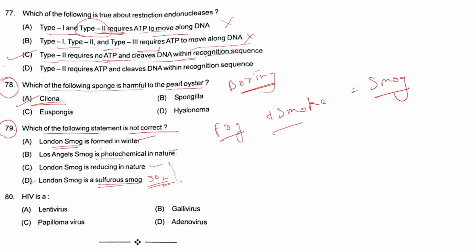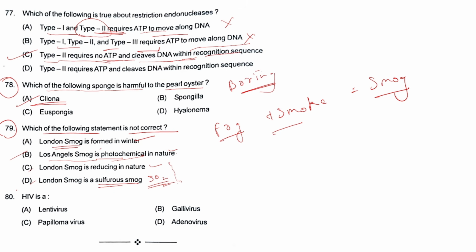This is a very tricky question. All the options are correct. So I think you can mark any of them according to your convention. For me, since Los Angeles smog is a different option other than London smog, if I had been in your place, I would have marked B. But all the options are correct in this question.